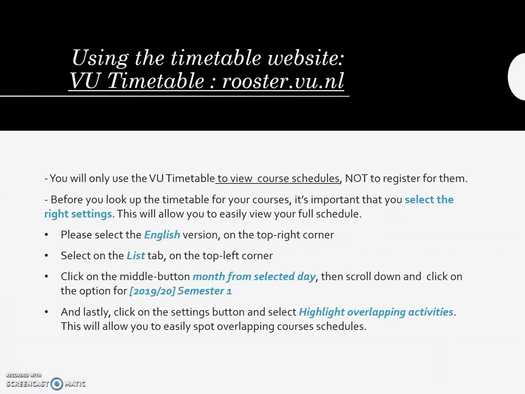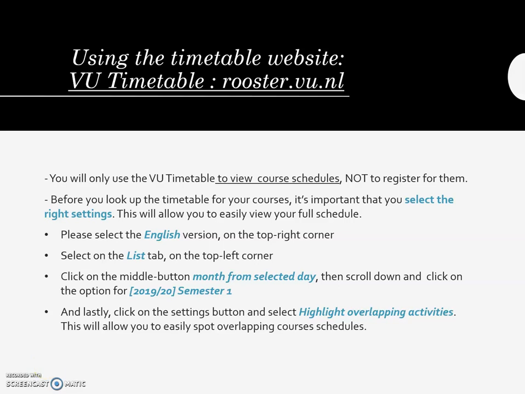But before we look at this timetable, it is important that you select the correct settings to view your courses. Please make sure that you select the English version on the top right corner, select the List tab on the top left corner, click on the middle button for month from selected day, then scroll down and click on the option for 2019-2020 semester 1. And lastly, click on the button and select Highlight Overlapping Activities. This will allow you to easily spot which of your course selections will overlap.